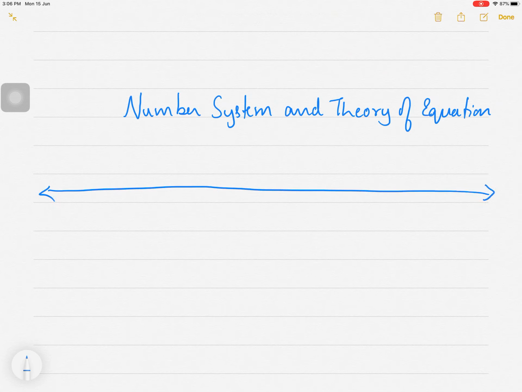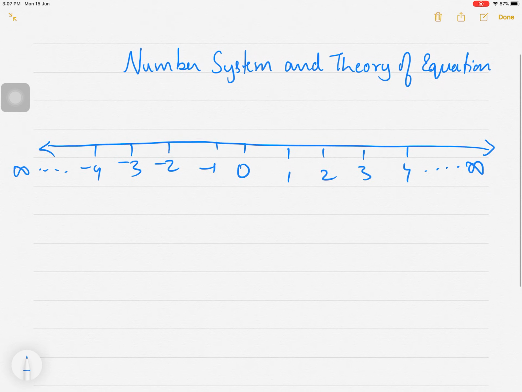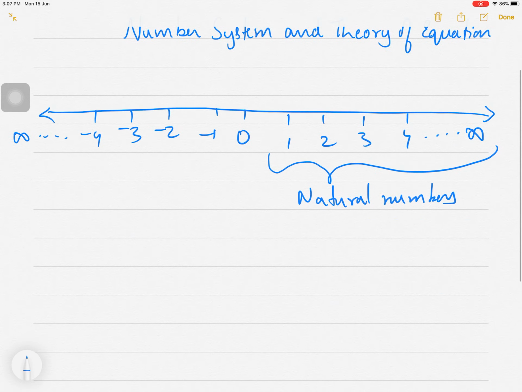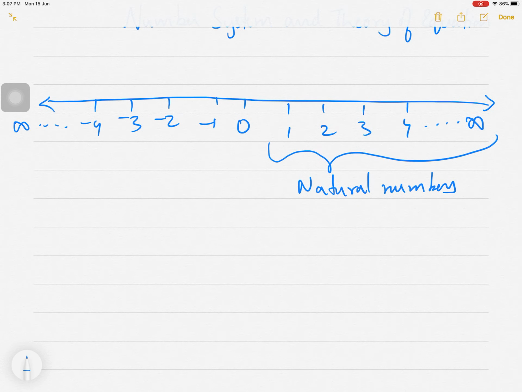This is a number line. 0, 1, 2, 3, 4, and so on till infinity. -1, -2, -3, -4 and so on. Right? So when I say 1, 2, 3, 4 till infinity, these are called natural numbers. When I include 0 to natural numbers, they are called whole numbers.